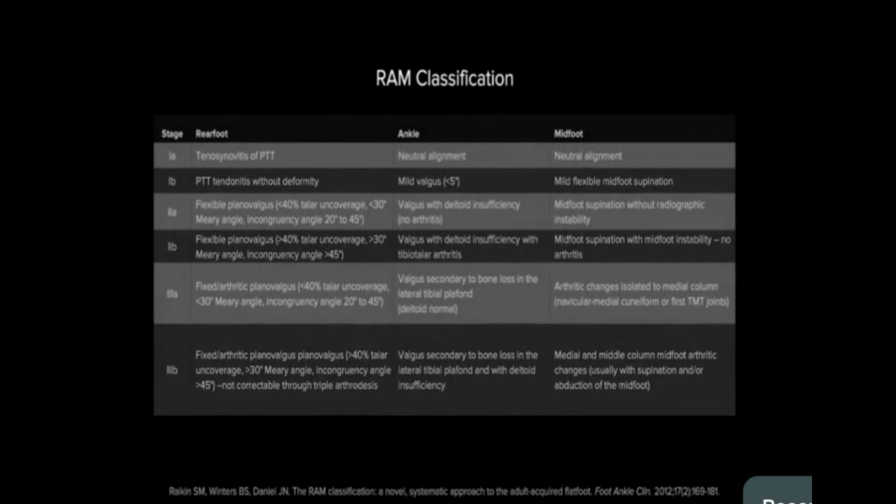Another commonly accepted classification system to mention is by Rakin and colleagues. This system assesses deformity of the rear foot, ankle, and midfoot independently, with the basis that pathophysiology and natural history may be different at each stage. Stage 3A and 3B focus on the arthritic changes in the rear foot, ankle, and midfoot.